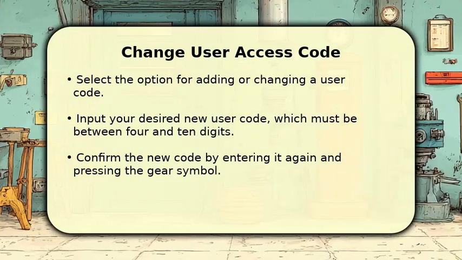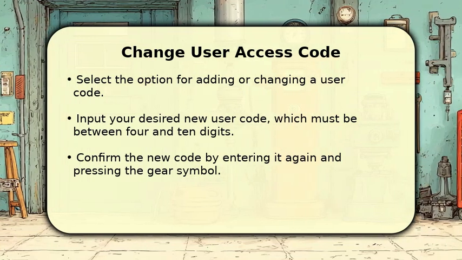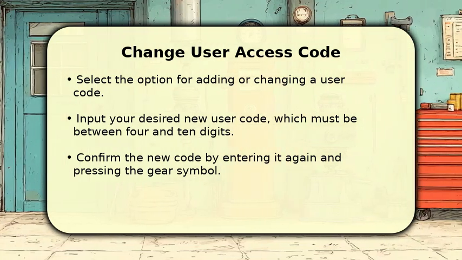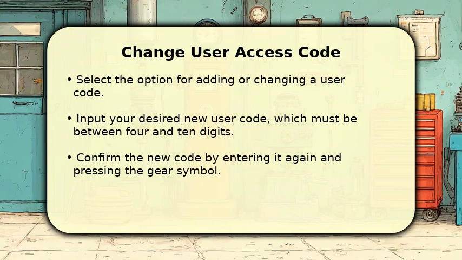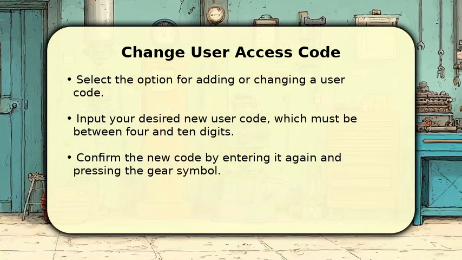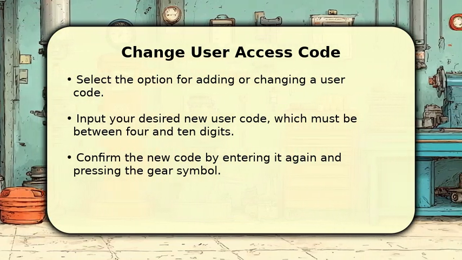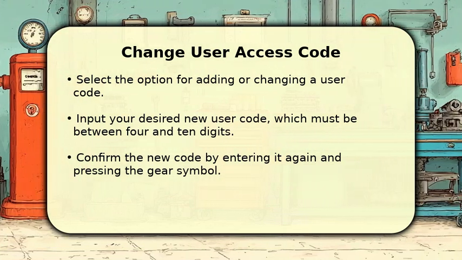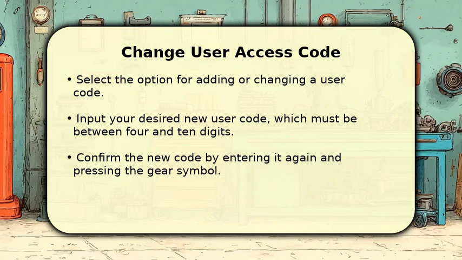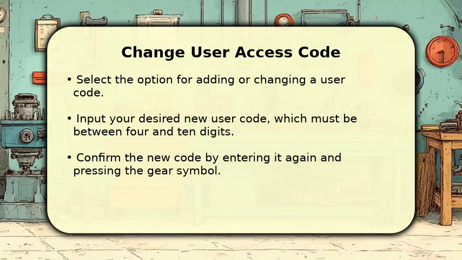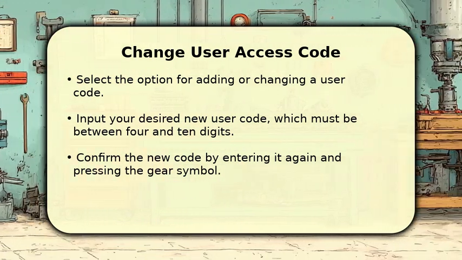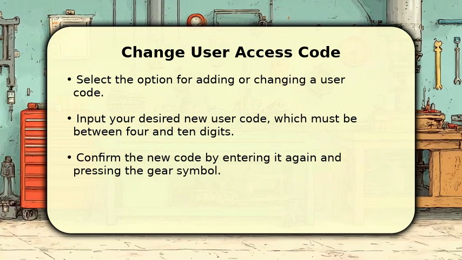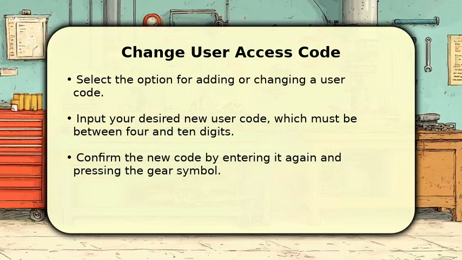Once in programming mode, press the number 2, which is typically the option to add or change a user code. Now, input your new, desired user code, ensuring it is a unique sequence of 4 to 10 digits. After entering your new code, press the gear symbol once more to confirm it. The lock will usually provide a final confirmation, indicating the user code has been successfully updated.